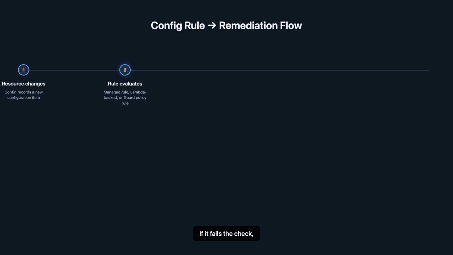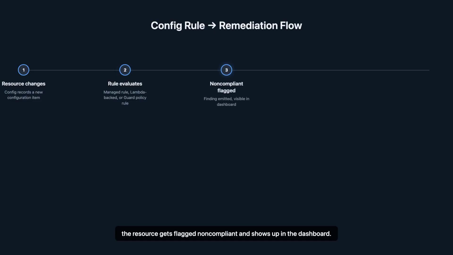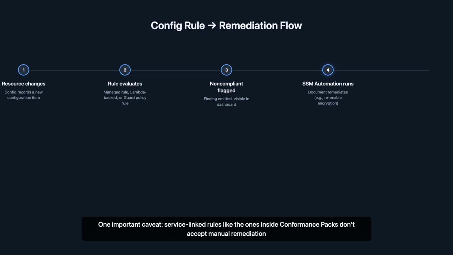If it fails the check, the resource gets flagged non-compliant and shows up in the dashboard. From there, an SSM automation document runs, maybe re-enabling encryption on the bucket or removing a public access block exception. Once remediation finishes, Config reevaluates and ideally marks the resource compliant again. One important caveat: service-linked rules like the ones inside conformance packs don't accept manual remediation configurations.